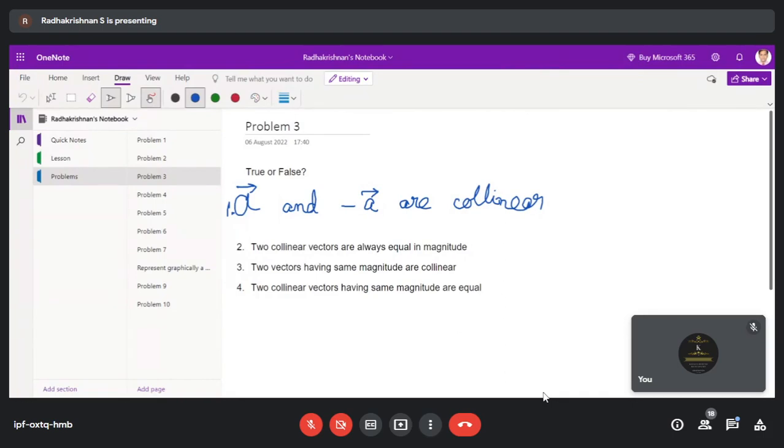Two vectors having the same magnitude are collinear. Is that true? True, sir. Everybody says true. False. Naveen, Vishnu. Okay, so Naveen is right. Because there is one vector.